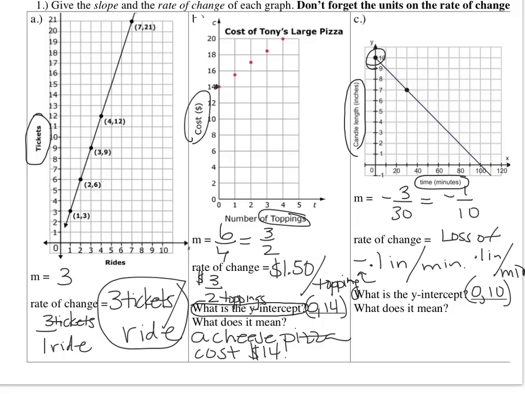The starting point of what? Our candle length. Our candle started 10 inches long, okay? So the candle starts at 10 inches long. And I would assume that that's before you start burning it, right? No minutes have passed, and the candle height is still 10 inches long, okay?